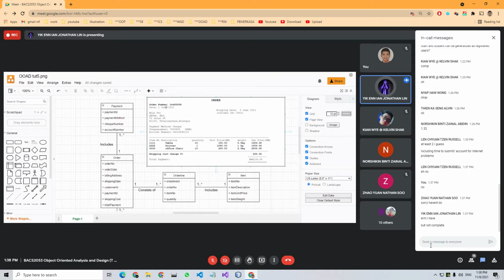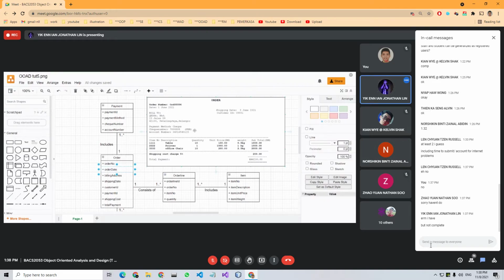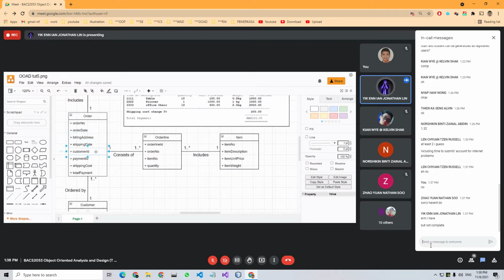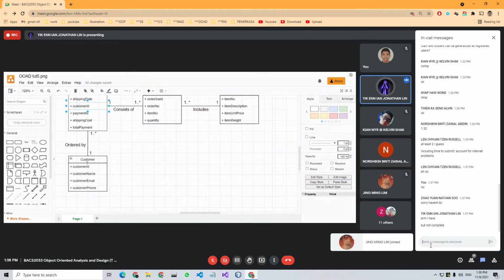So I just follow it. On top there's an order number, and then there's an order date here. Let me zoom in more. There's a shipping date here, and then there's a billing address. Here there's a customer ID, so I include it as a foreign key here, and then I create another customer class.